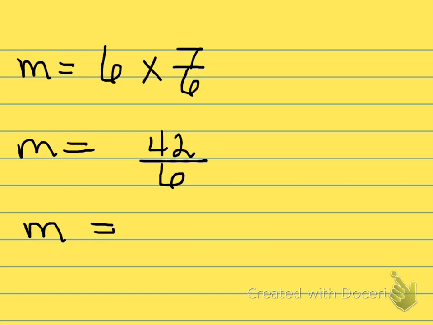M equals, well, how many 6's are in 42? You're right, 7. So M must be 7. So the deepest part of the ocean is about 7 miles deep. Good job, boys and girls.